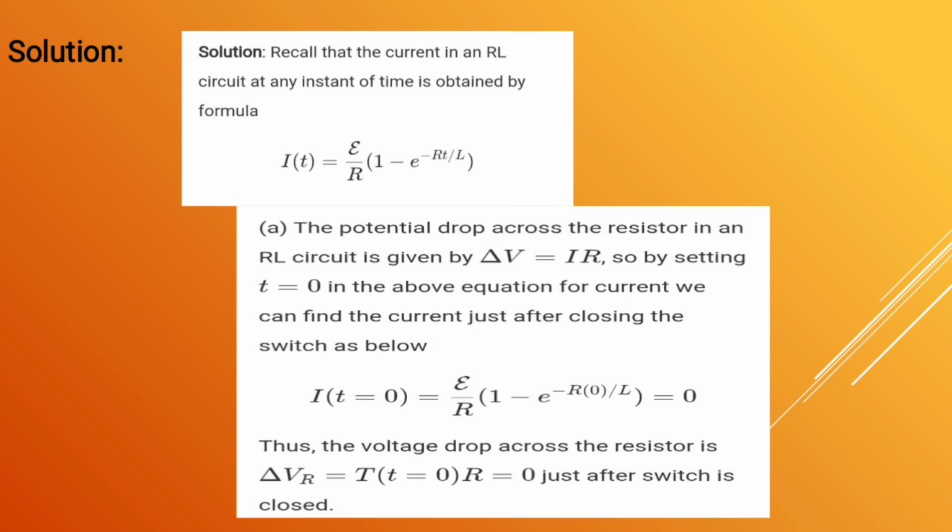So, as a solution, recall the current formula in an RL circuit at any instant of time. As you can see, this is the formula that is being used. For A, the potential drop across the resistor in an RL circuit is given by V equals IR. By setting t equal to 0 in the above equation for current, we can find the current just after closing the switch. So this is how to solve problem A.